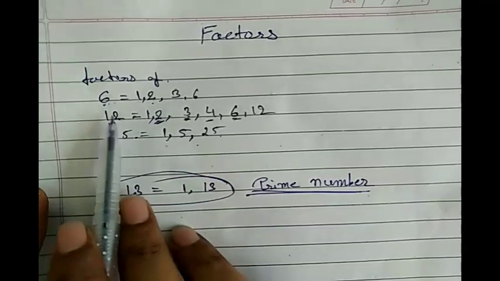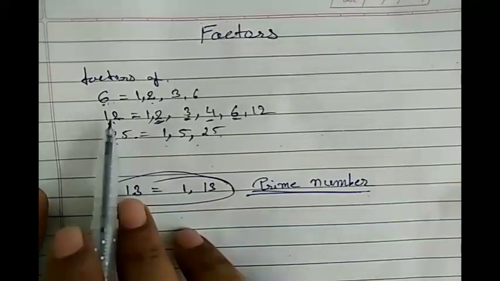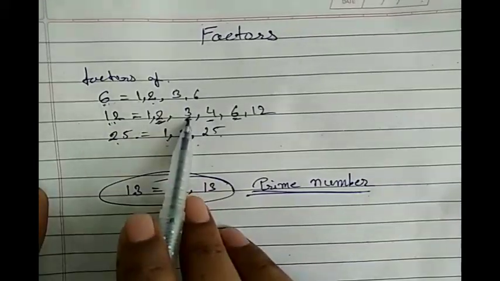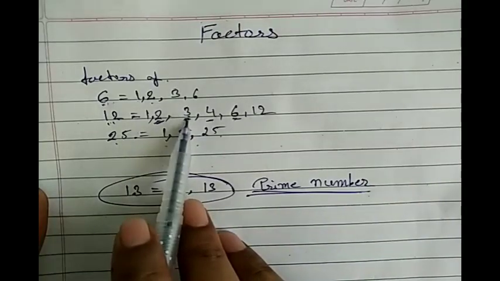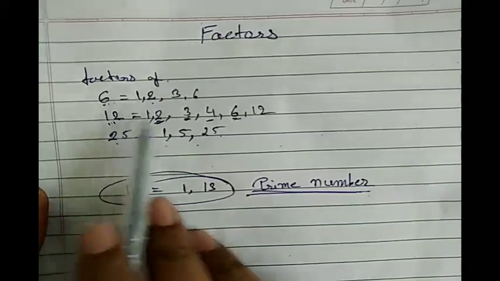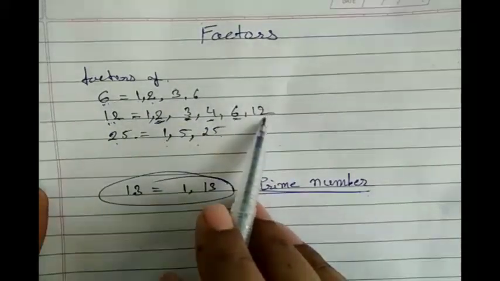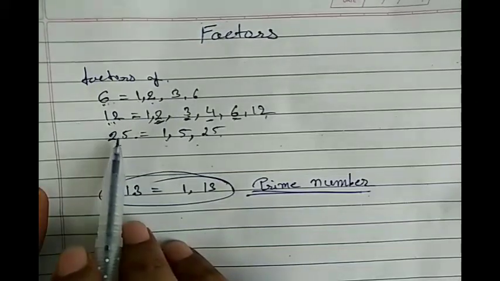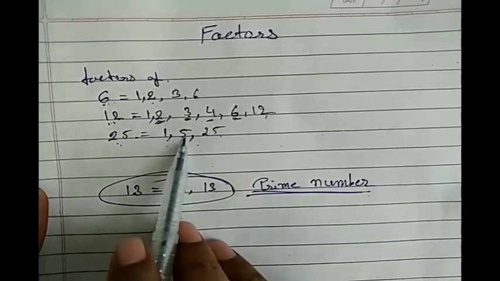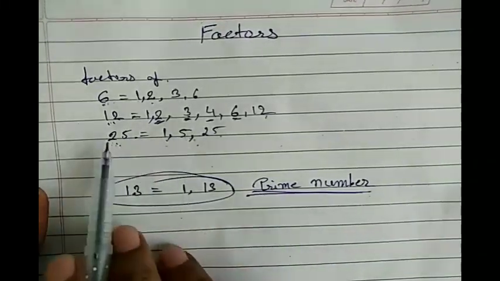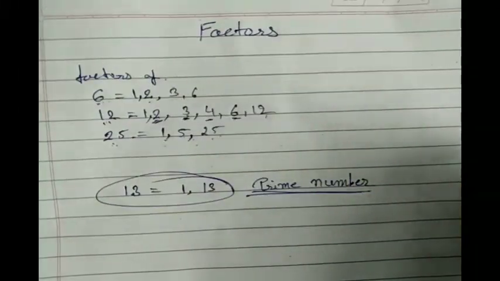Now take the number 12. 12 ones are 12, 6 twos are 12, so 2 is also a factor. 3 fours are 12, it means 12 comes in the table of 3, so the third factor is 3. The fourth factor is 4. The fifth factor is 6. And the last is the number itself. Number 25: 25 ones are 25. The second factor is 5 because 25 comes in the table of 5. In this way we can find the factors.